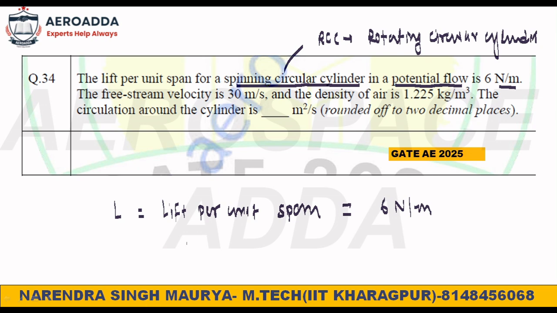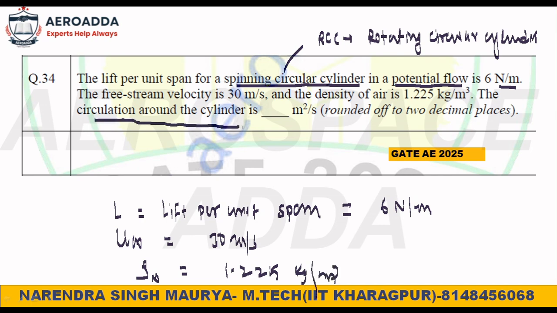See, the free stream velocity they have given to you, U infinity is 30 meter per second, and density is given to you. The free stream density will be nothing but 1.225 per meter. Check what they are asking. They are asking the circulation around the cylinder, and it's a fill in the blank. So meter square per second, that is the circulation unit.